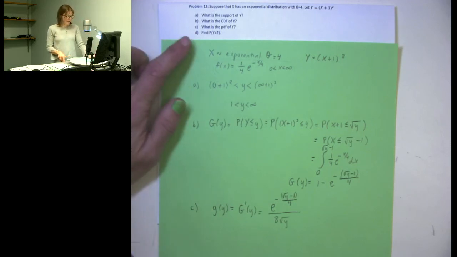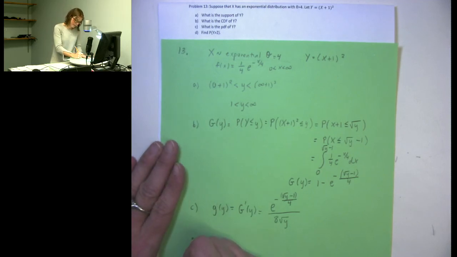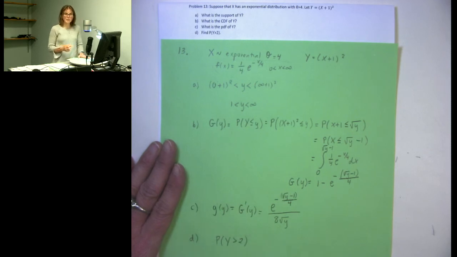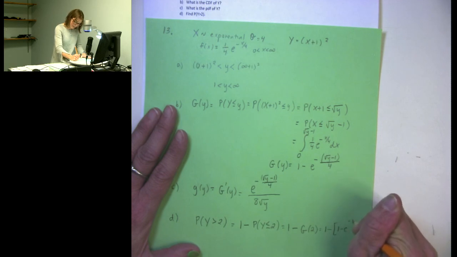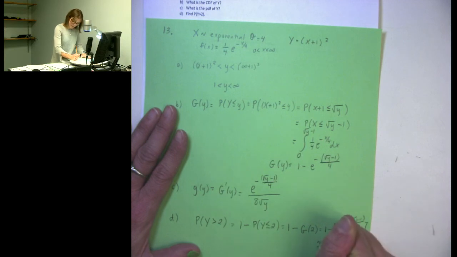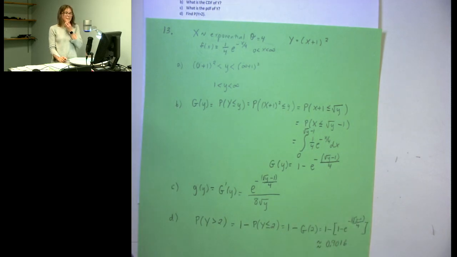And then if I want to find the probability that y is greater than 2, I think the easiest way to do it is to use the cumulative distribution function and realize that the probability that y is greater than 2 is 1 minus the probability that y is less than or equal to 2, which is 1 minus g of 2, which is 1 minus e to the minus (square root of 2 minus 1) over 4, which comes out to be about 0.9016. And that is question 13.